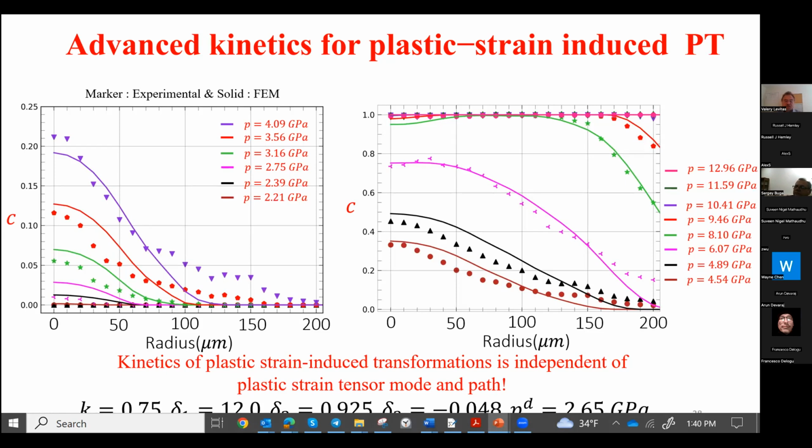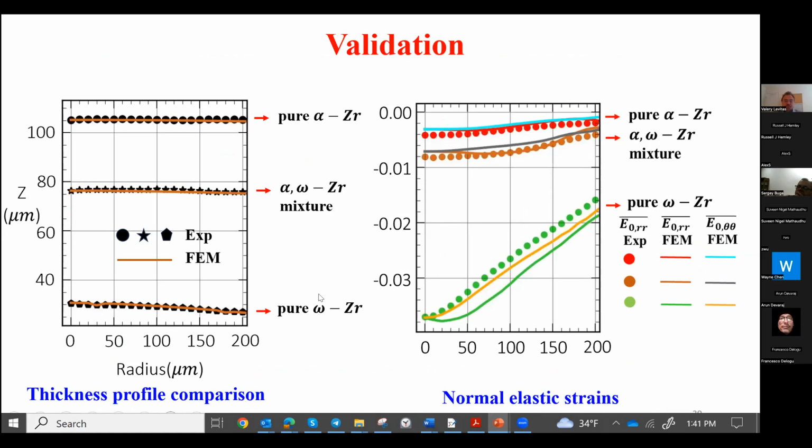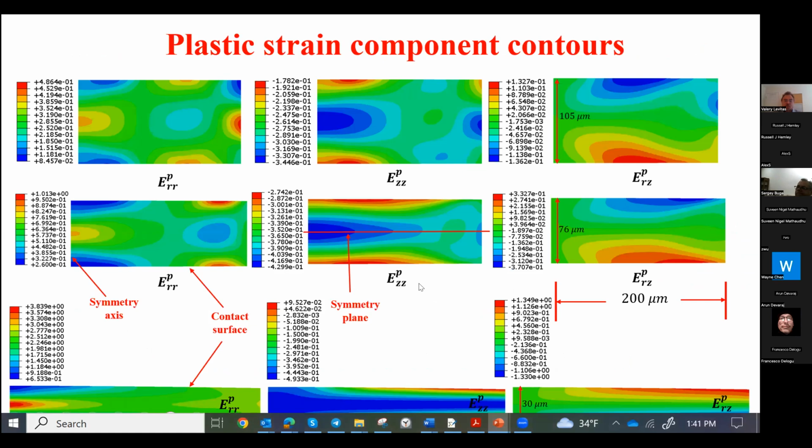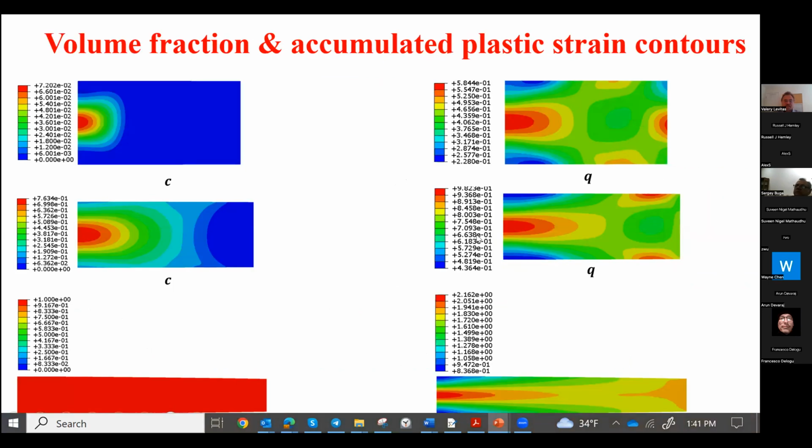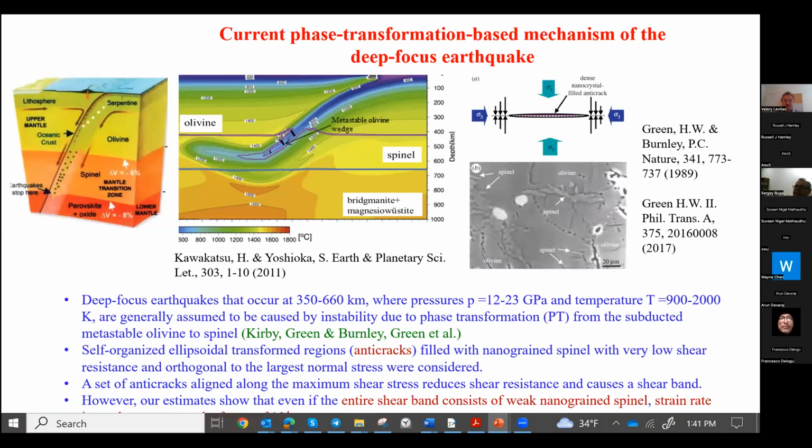So we have now a strain-induced kinetic equation. And since we chose that it's independent of plastic strain tensor mode and path, and we describe experimental data, that means that our kinetics is indeed independent of plastic strain mode and path. And we have also additional validation. This is for correspondence between finite element simulation and experiment for thickness profile, for distribution of elastic strains. And with such a well-verified model, we can calculate all fields, in particular plastic strain tensor field for different loading stages, all stress components, distribution of volume fraction of phases, and accumulated plastic strain. So now we have complete information.